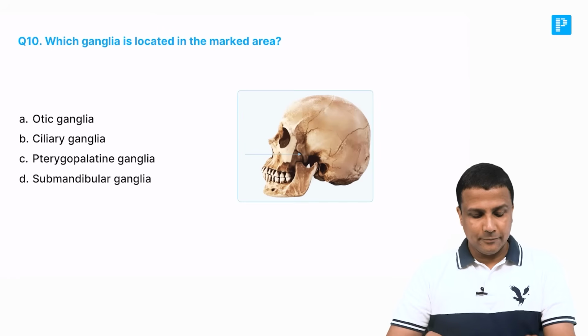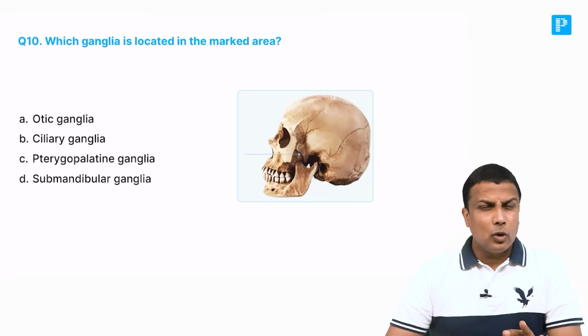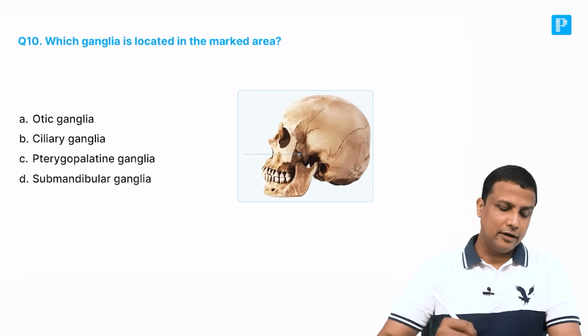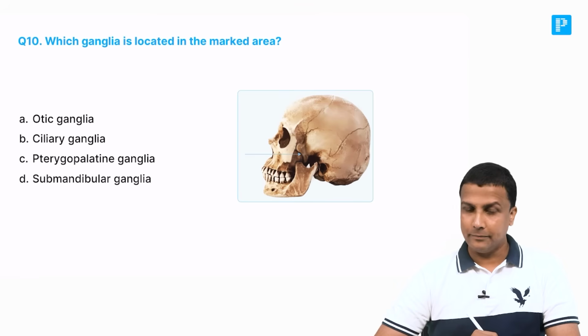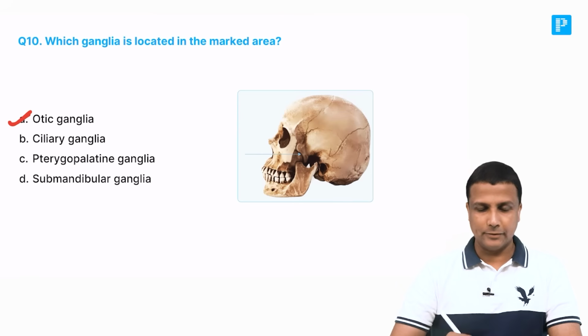Moving on to the next question here. Which ganglia is located in the marked area? If you look at the diagram very carefully, the marked area there is actually the infratemporal fossa. Here you will be able to appreciate the temporal fossa, and below that there will be the infratemporal fossa. So in the infratemporal fossa, the ganglion which will be located will be the otic ganglion.